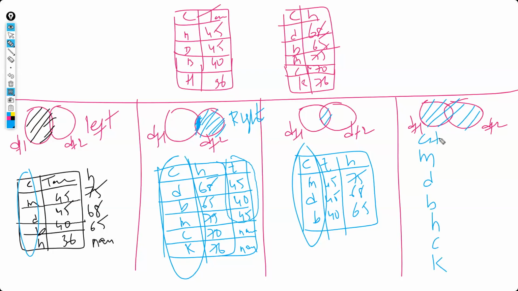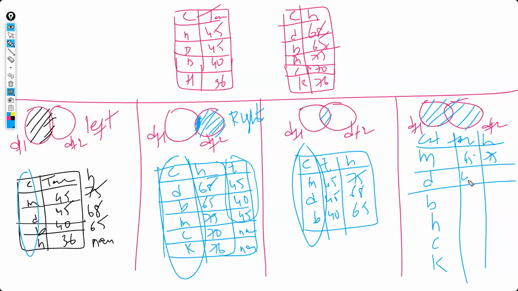City along with the temperature, along with the humidity. So values are 45, 75, Delhi 45, 68, Bangalore 40, 65, Hyderabad 36, none, Chennai none and 70, Kolkata none and 76. Every city name I want.